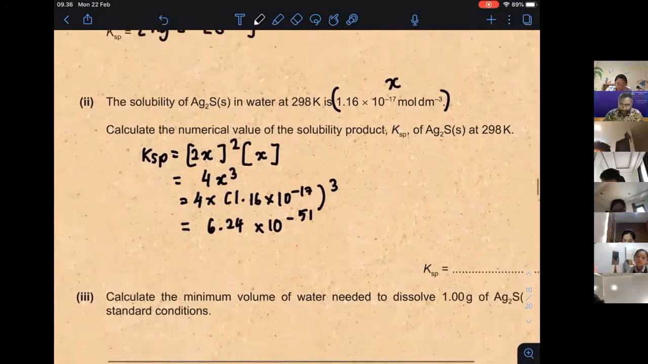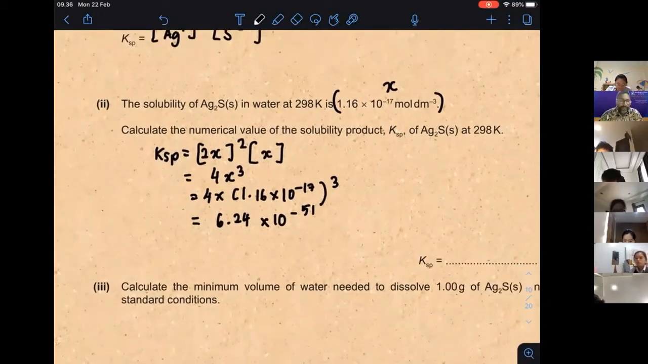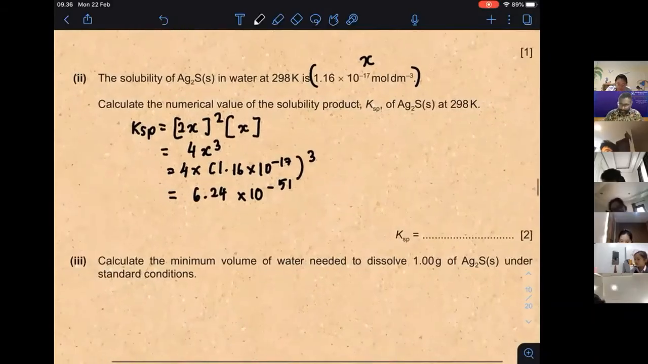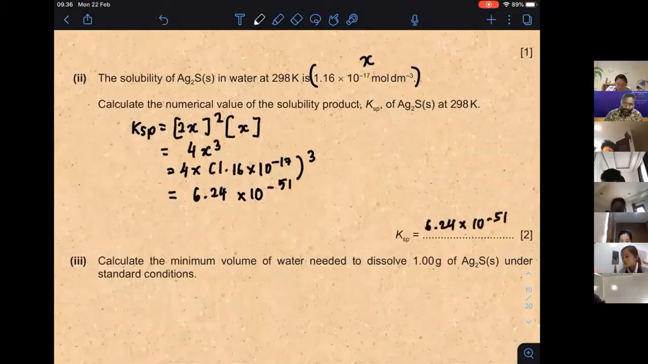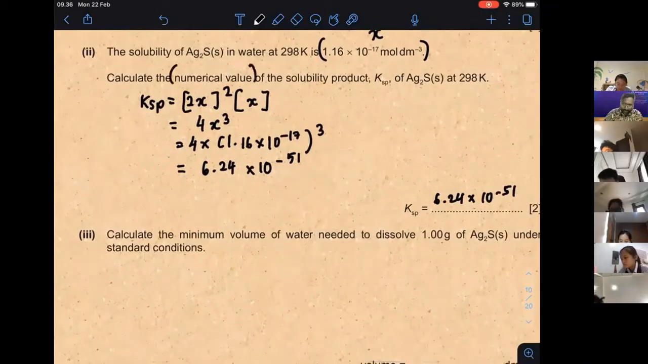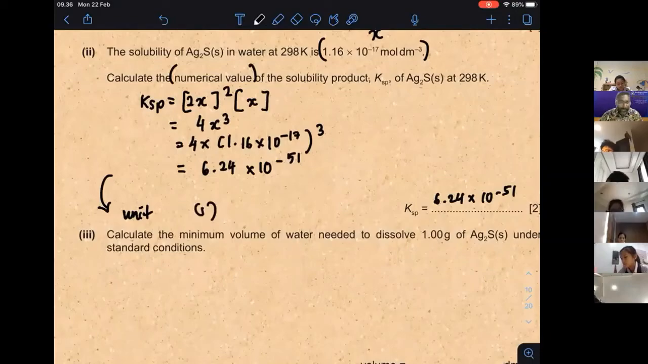Here they didn't say how many significant figures, so 3 significant figures must be there if it is not mentioned. So here, Ksp is 6.24 times 10 negative 51. They want only the numerical value. Sometimes they will ask you to find the unit. If they ask you to find the unit, then you'll have 1 more mark for it. Here it is just a numerical value.